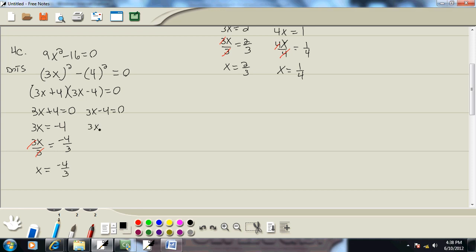Now over here I'll take the negative 4 to the right side, becomes a positive 4. Divide both sides by 3. 3's cancel. And we got x is equal to a positive 4/3. And those are our answers.